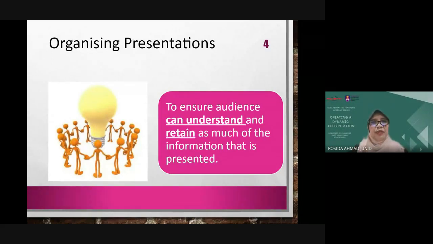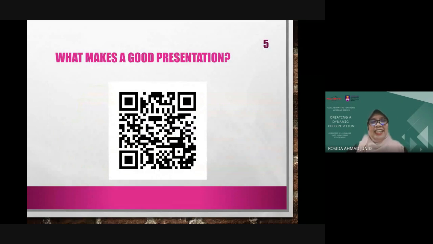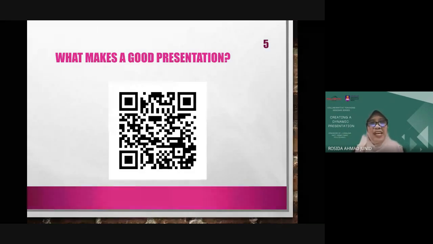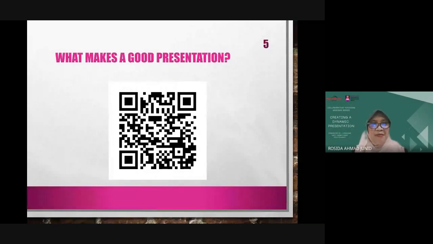So the next thing to know, this is supposed to be earlier. Okay, I'm going to give you 2 minutes. Can you go to this QR code? That is a question. What makes a good presentation? I want to give you 2 minutes now to write down what in your opinion a good presentation is. I'm sure you have listened to presentations and you have experience. So in your opinion, what makes a good presentation? Okay, scan that QR code now.